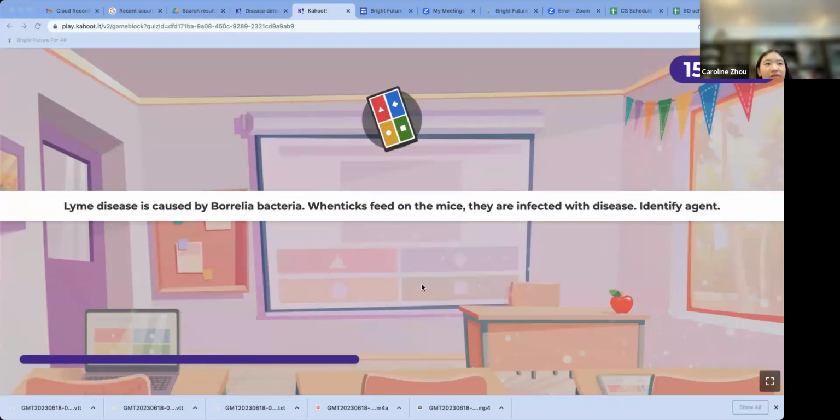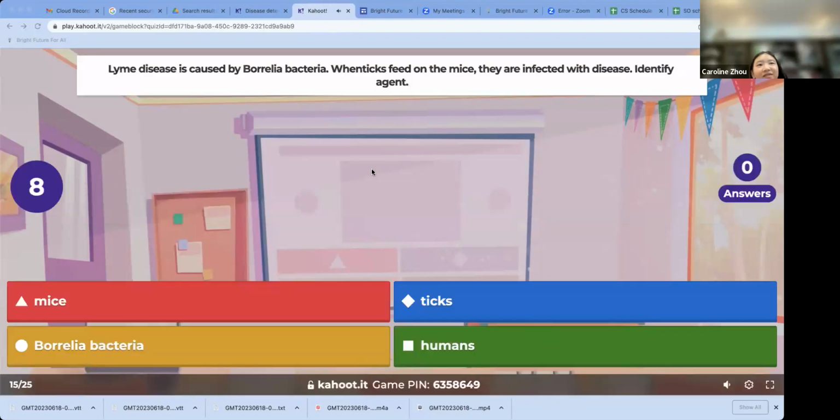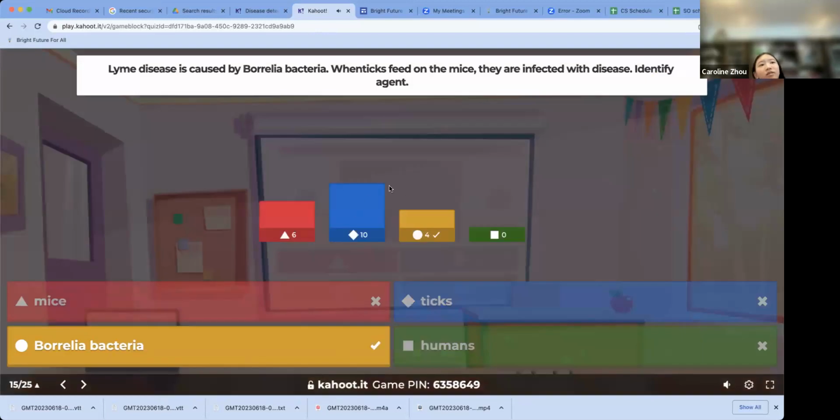Lyme disease is caused by Borrelia bacteria. When ticks feed on the mice that are infected with disease, identify the agent. Yeah, so this problem gave you a lot of information that you probably don't need. The agent is the living or non-living thing that causes disease. It states that the disease is caused by Borrelia bacteria, so that would be the agent. Ticks would not be the thing that directly causes the disease.